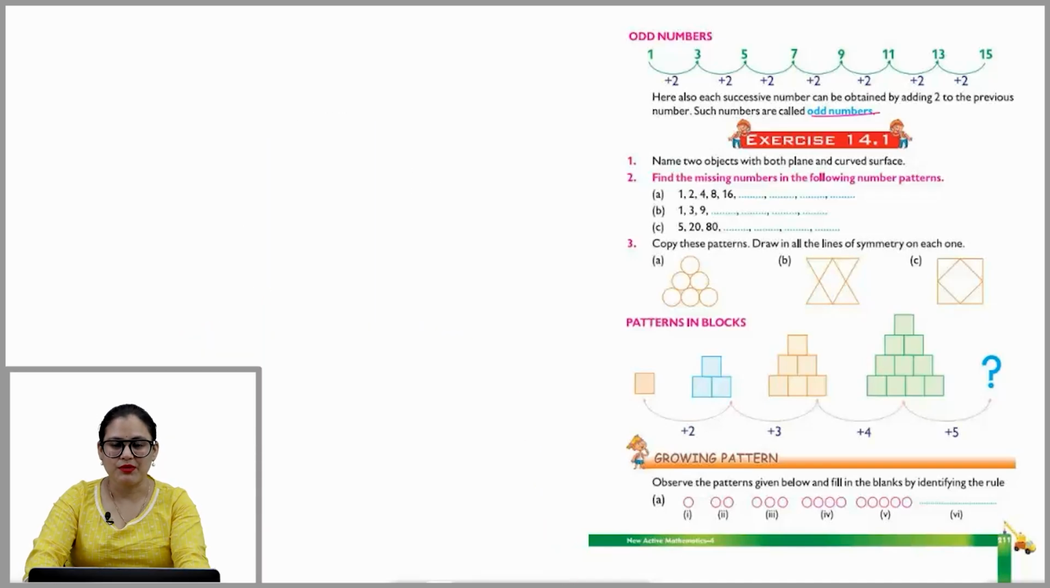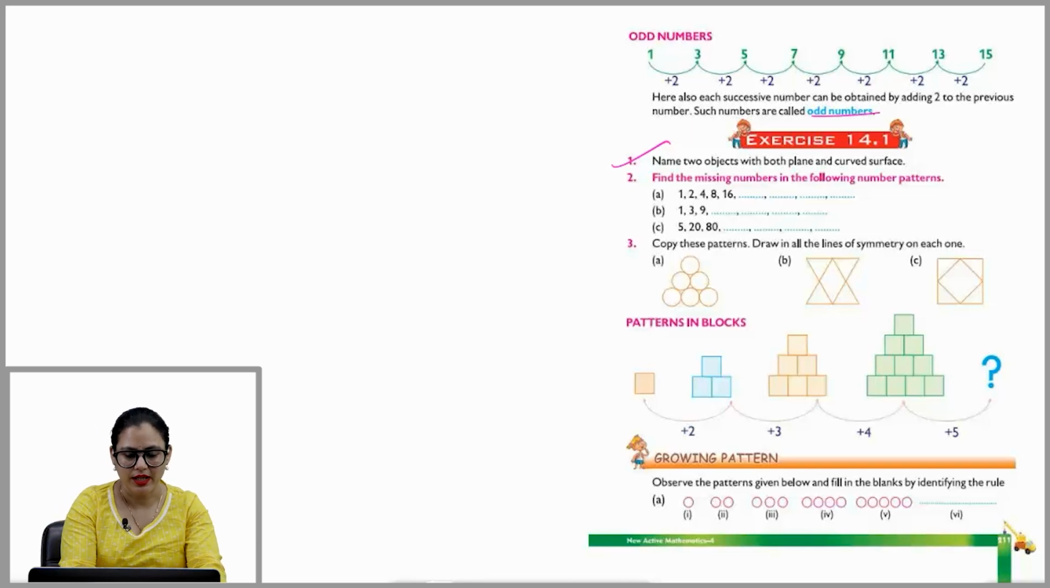Let's do Exercise 14.1. Name 2 objects with both plane and curved surfaces. You will write the answer to this question. Number 2, find the missing numbers in the following number pattern: 1, 2, 4, 8, 16, then 1, 2, 3, 4.